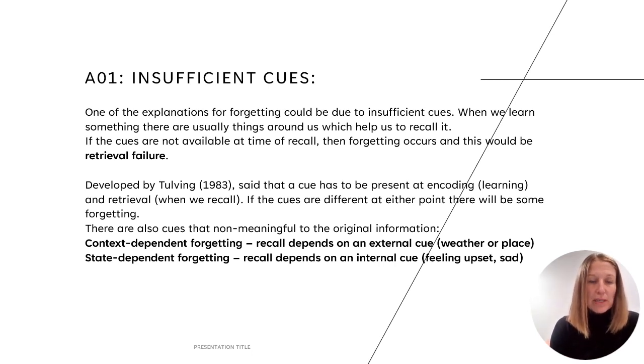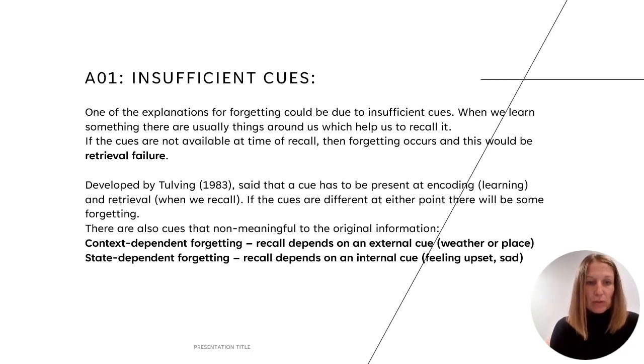So this is the first bit, is insufficient cues. So one of the explanations for forgetting could be due to insufficient cues. When we learn something, there are usually things around us which help us to recall it. If the cues are not available at time of recall, then forgetting occurs, and this would be retrieval failure.